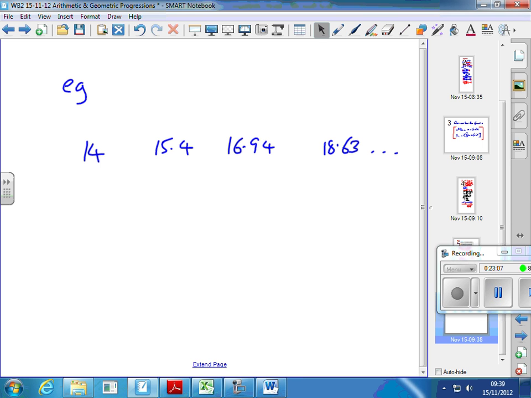Let's look at this example in a bit more detail. First thing, a equals 14. For this particular series, n equals 1, 2, 3, 4, and so on. So that's the fourth term, 18.63. If I hadn't told you that the common ratio is 1.1, what could we do to work out what it is?